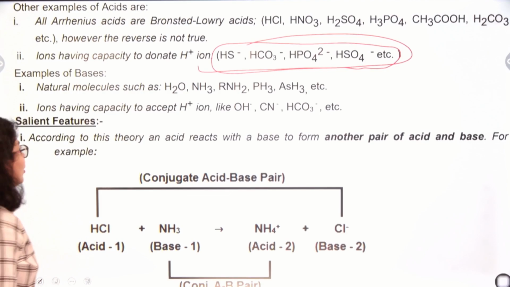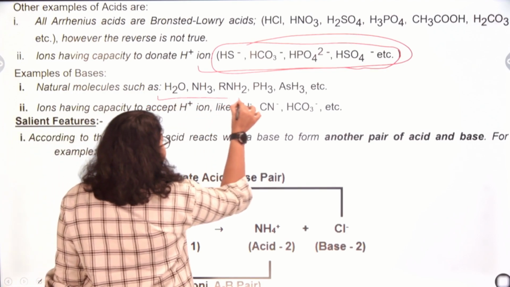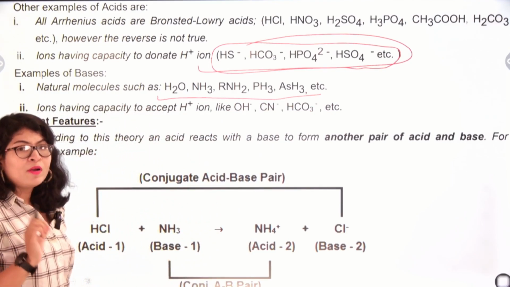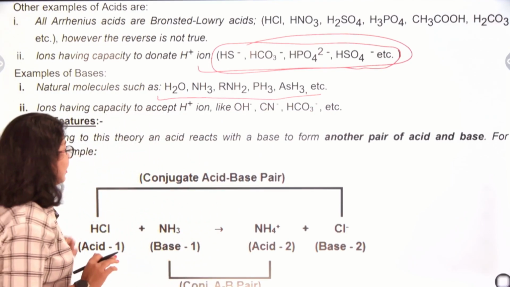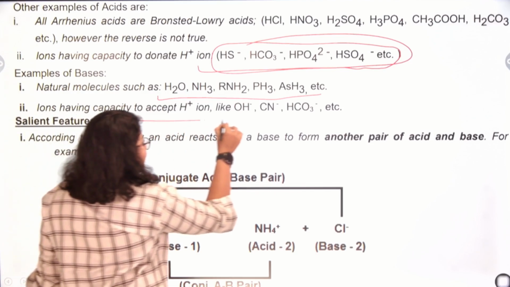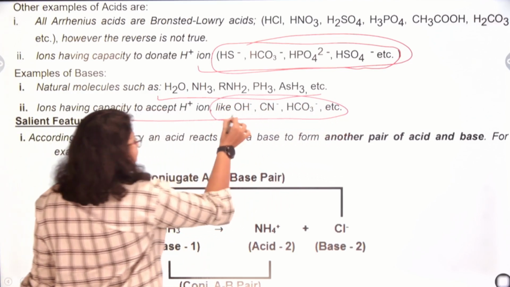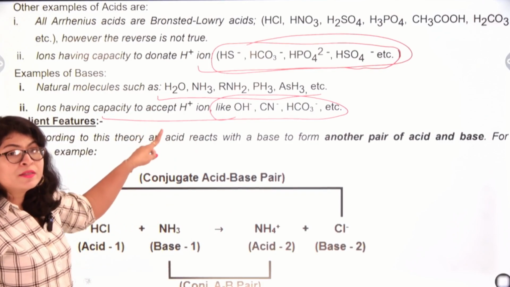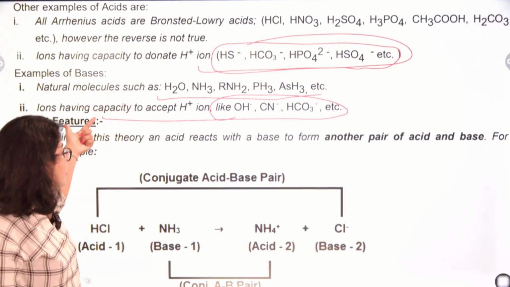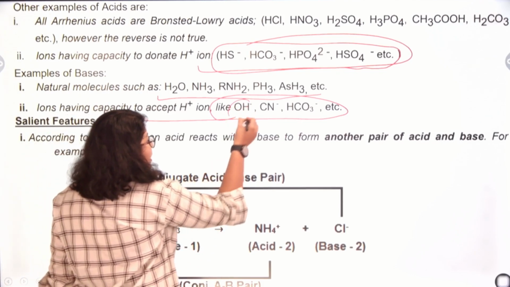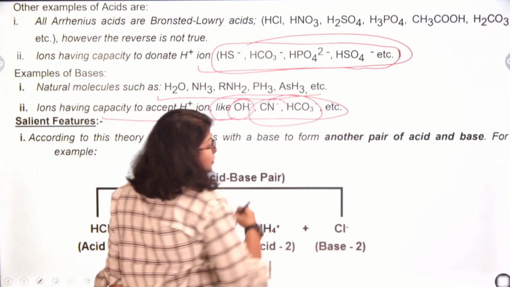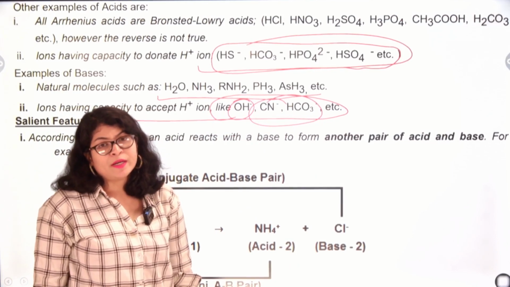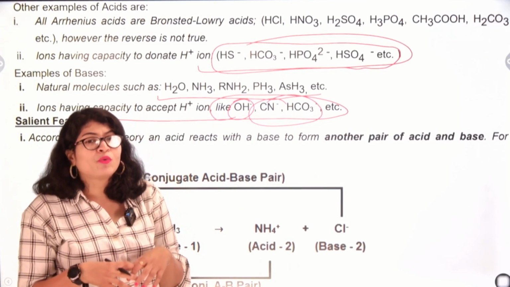So neutral molecules like H2O, NH3, and amines, whichever has a lone pair in its structure, fall under the category of bases. Similarly, the other ions which have a capacity to take up H+ also fall under the category of Bronsted-Lowry bases, just like OH-, CN-, HCO3-. Being negative, they also have a tendency to take up H+ ions.